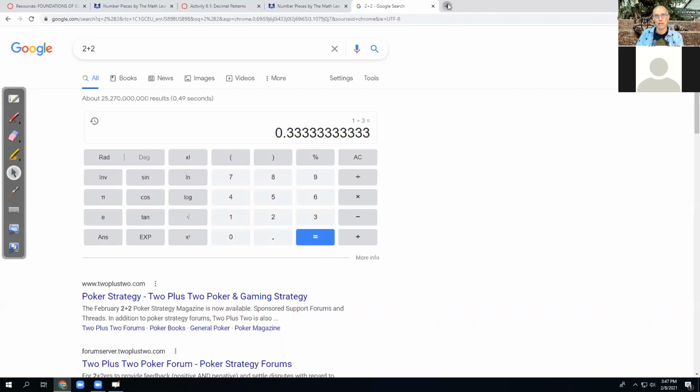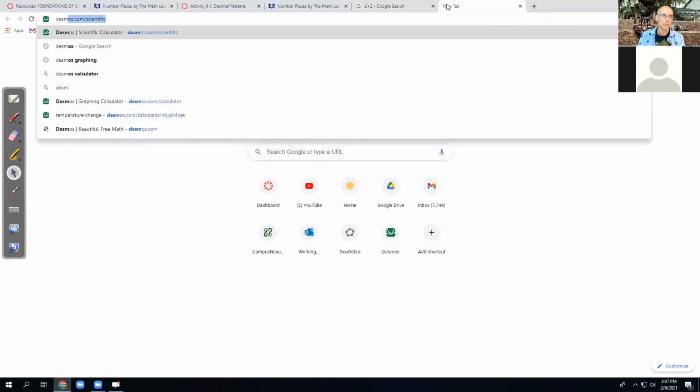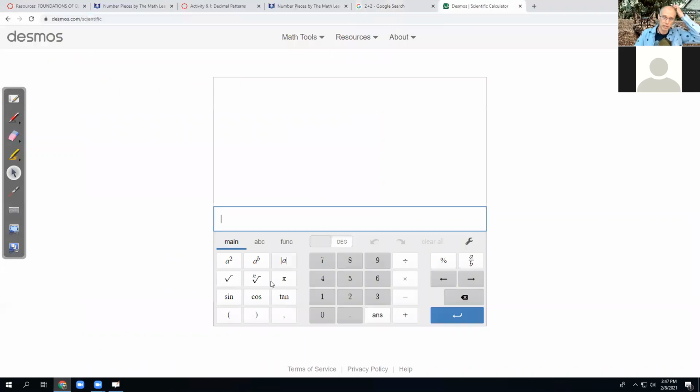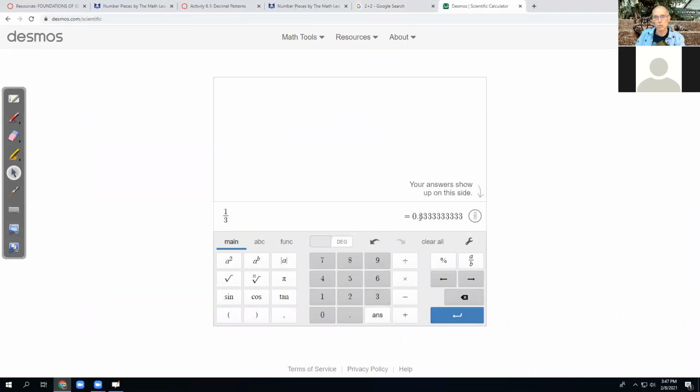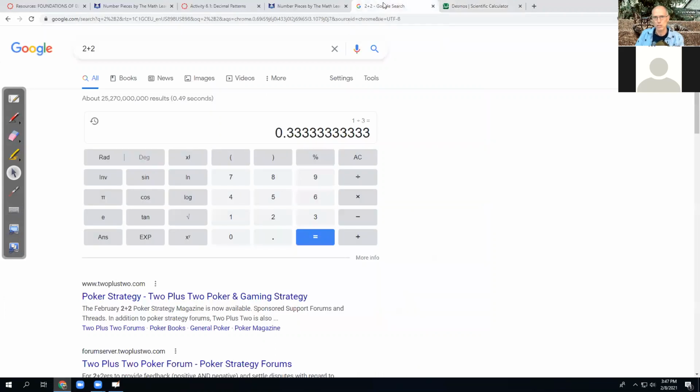I'm just going to whip out another calculator just for fun. I'm not sure if you guys have heard of the Desmos calculator. This is the scientific version. 1 divided by 3. And Desmos gave me 1, 2, 3, 4, 5, 6, 7, 8, 9, 10. Huh. Which is it? Is it 0.3333333333 with 10 threes, or is it 0.33333333333 with 11 threes? Which calculator's right?